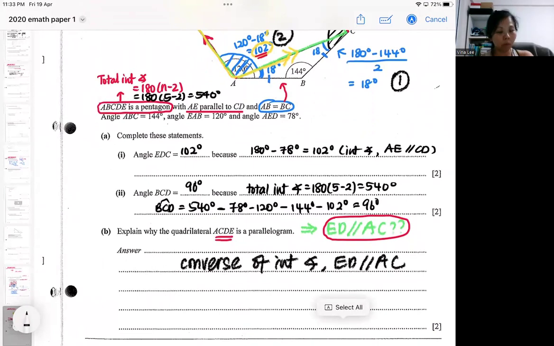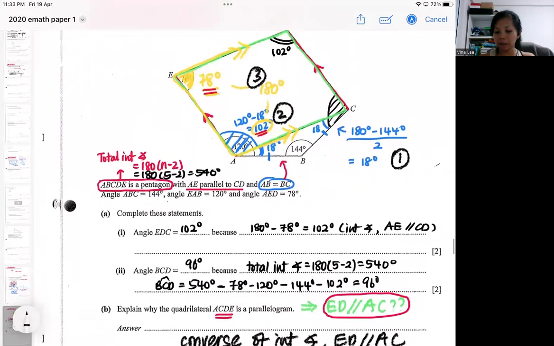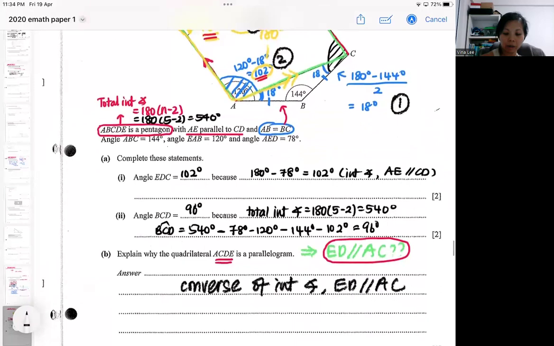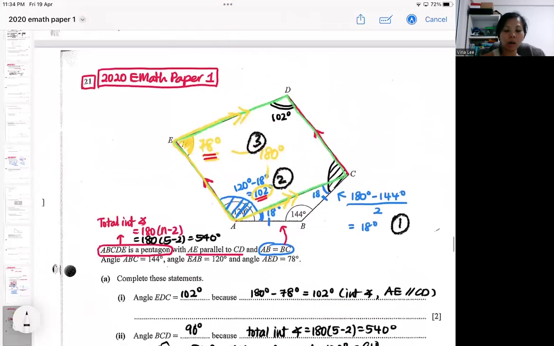So you can look at my worked answer. How do I do the explanation step by step? Step 1, where does the 18 degrees come from? Step 2, where does the 102 come from? Step 3, when it forms the 180, what property is it? And it leads you to the conclusion of another pair of parallel lines. So with two pairs of parallel lines, this four-sided figure becomes a parallelogram. So that is the approach, a systematic way of explaining.